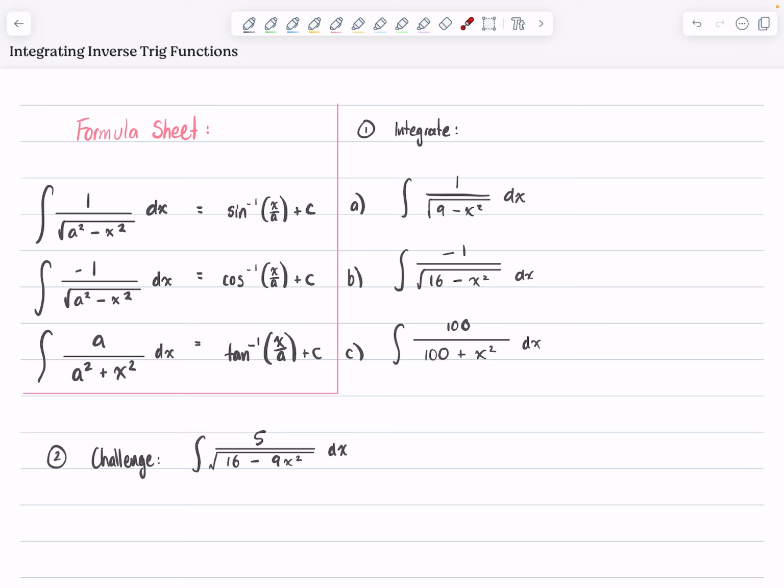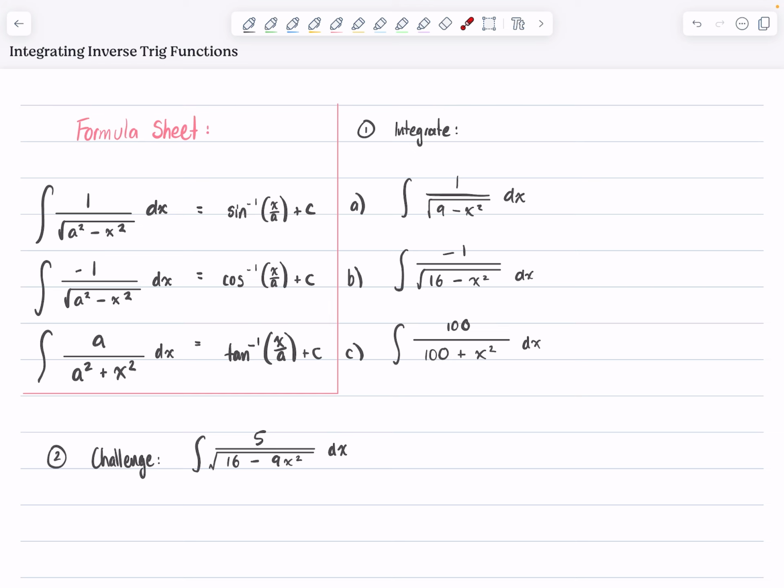So in the previous video, we looked at taking these inverse trig functions and deriving them into functions of this form. Now we're going to be doing the opposite, the inverse, if you will, and we're going to be integrating functions of these forms into the inverse trig counterparts. Again, these are all on your formula sheet, so no need to memorize them, but we do need to know how to use them.